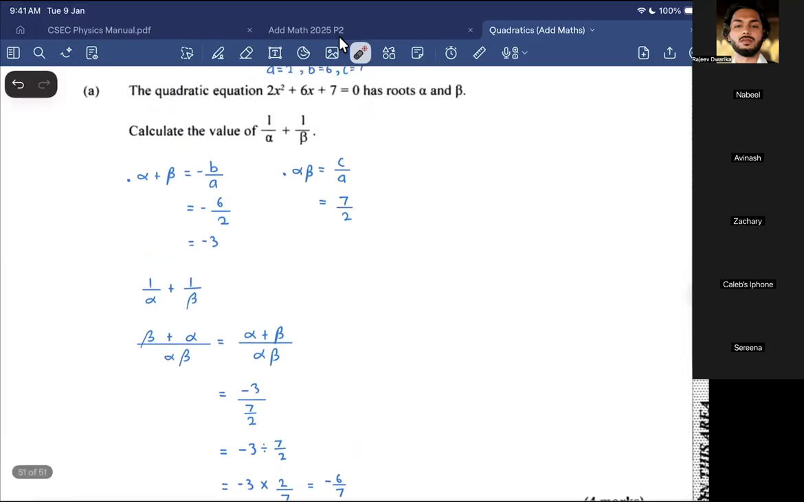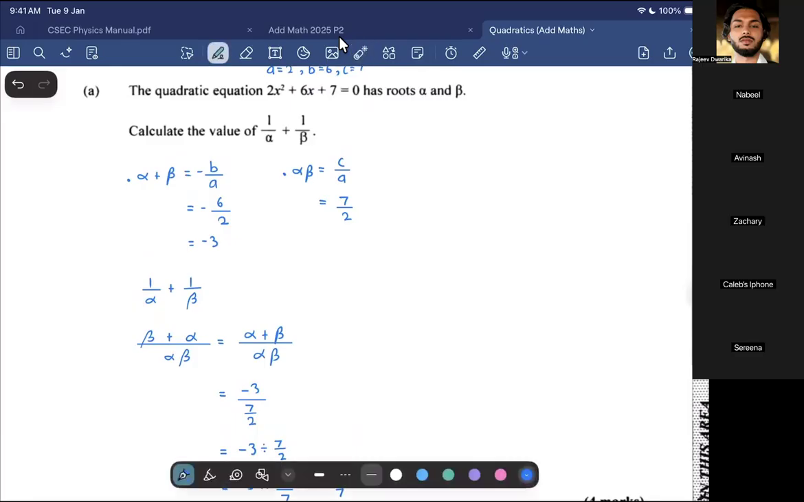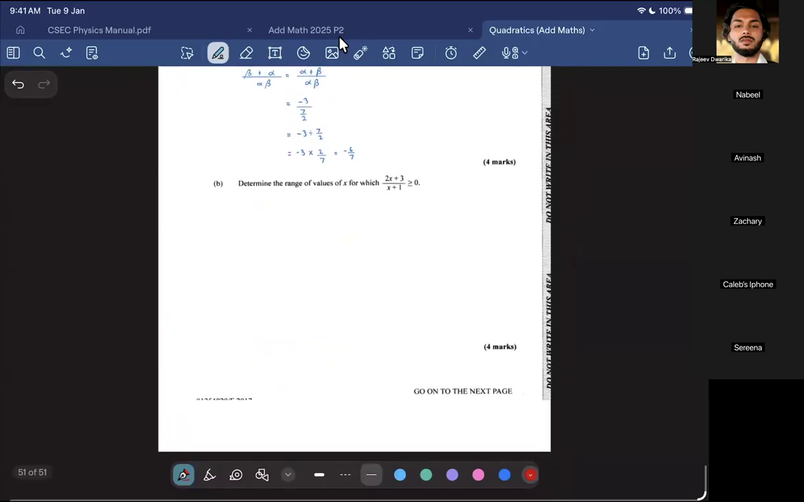Okay, so anytime you have a sum and product of roots question, you want to find alpha plus beta and alpha beta first. You're going to find alpha plus beta, and you're going to find alpha beta. Everything else is going to be derived from it. Now let's look at some other things you should know.